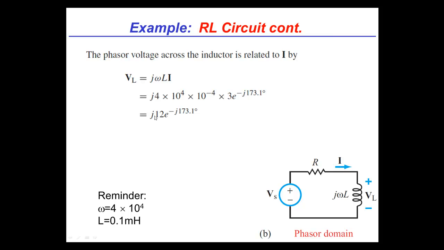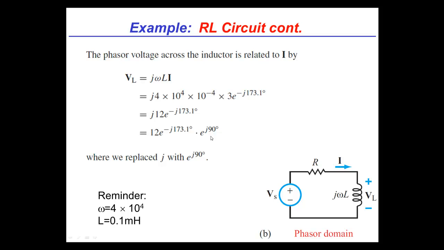I know that j I can represent in polar form as well, by taking advantage of the fact that j can just be represented as e to the j90 degrees. Now think about why that's true. 90 degrees is shifting us purely imaginary. Sine of 90 degrees would be 1, right? So it's shifting us to the vertical axis.